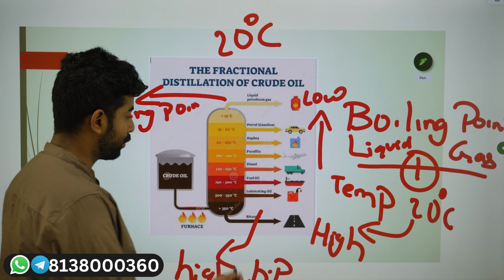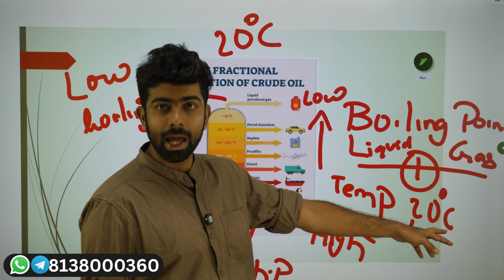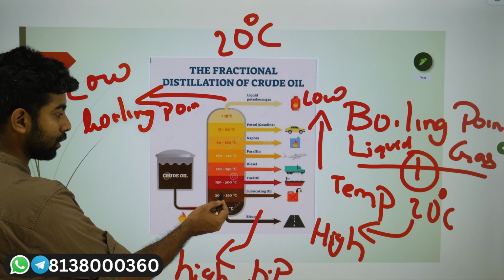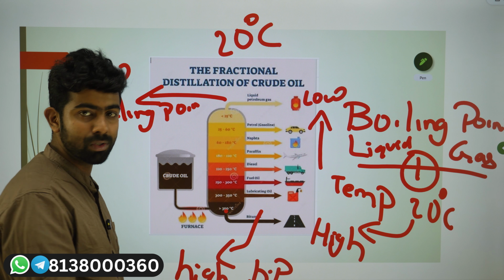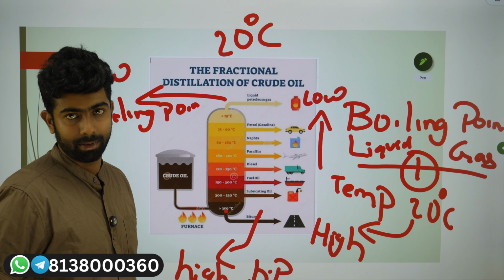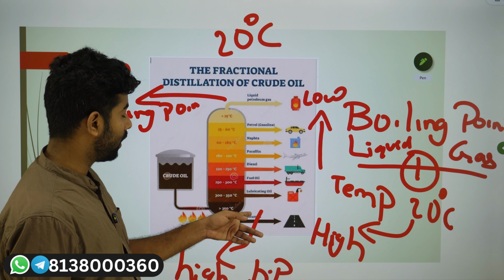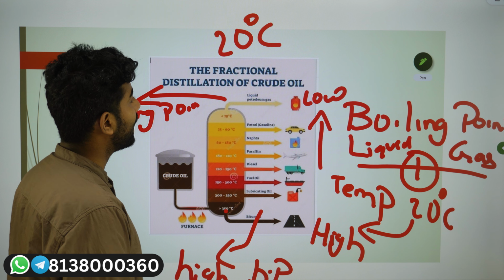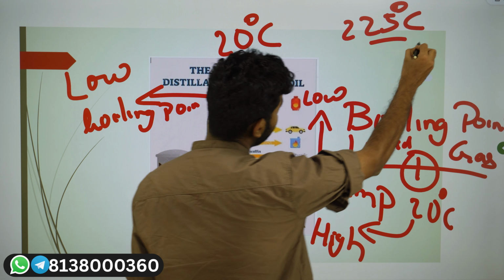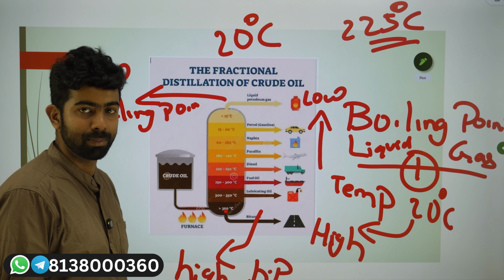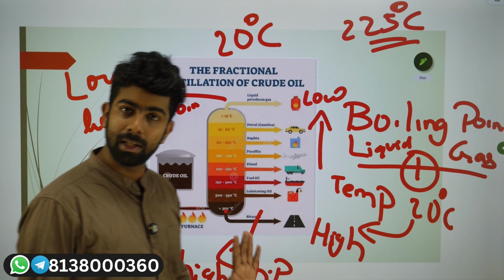If you take the vaporized crude oil here at 50 degrees Celsius, it won't be liquefied because the temperature is above 20 degrees Celsius. Here also they won't be liquefied. If there's any chance of liquefaction, they will only get liquefied here. That's the basic idea of fractional distillation. Again, take the case of diesel. Say diesel has a boiling point of 225 degrees Celsius. At a higher temperature, it will still be in the gaseous form.